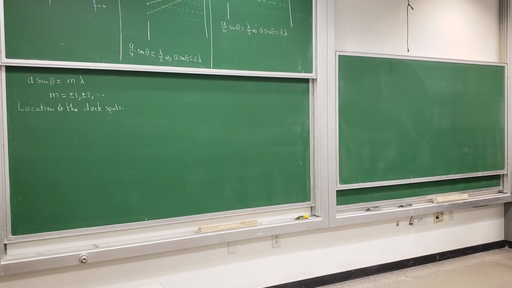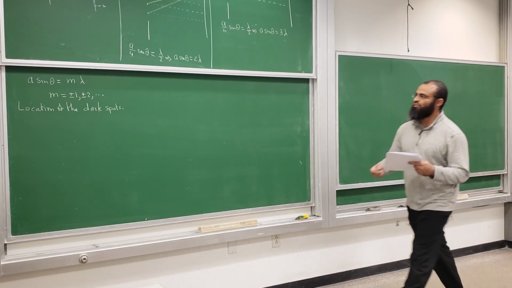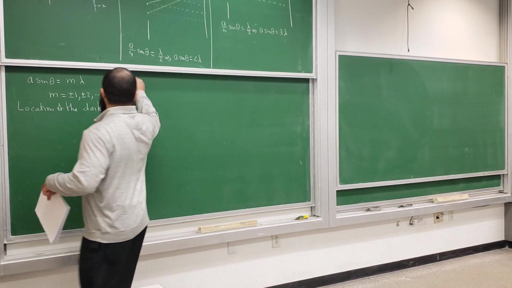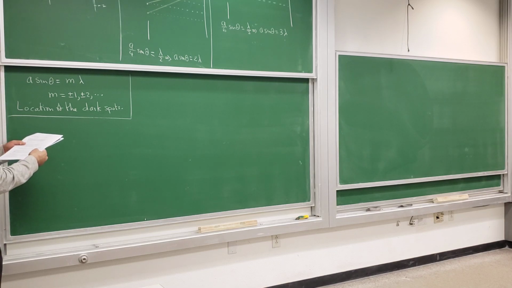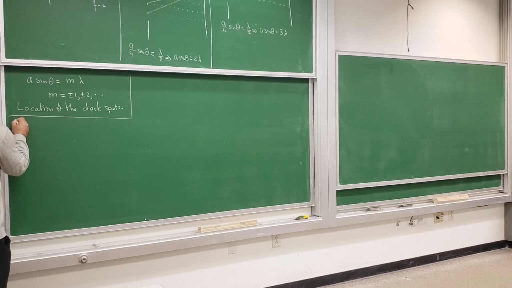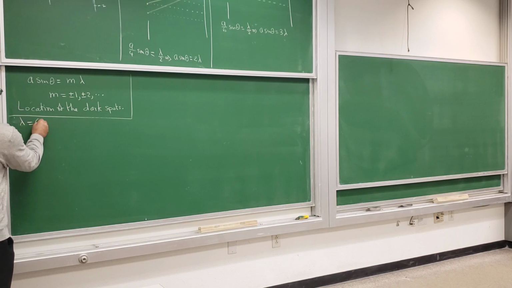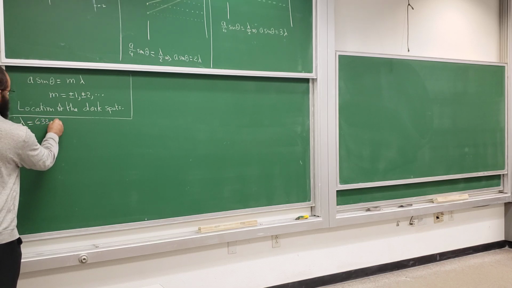It says here, let me write down the problem so that we get used to the words. You pass a 633 nanometer laser. Sorry, let me just write parts of it. So lambda is 633 nanometers.